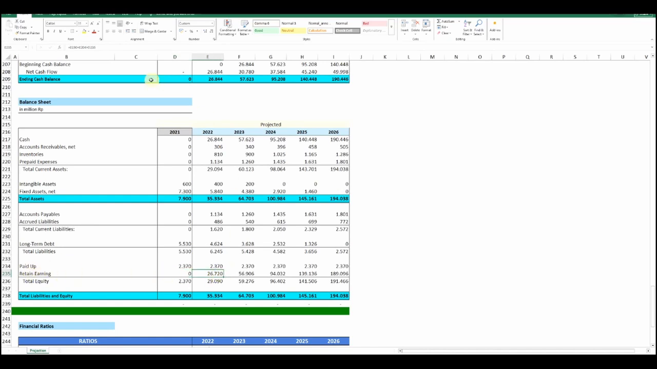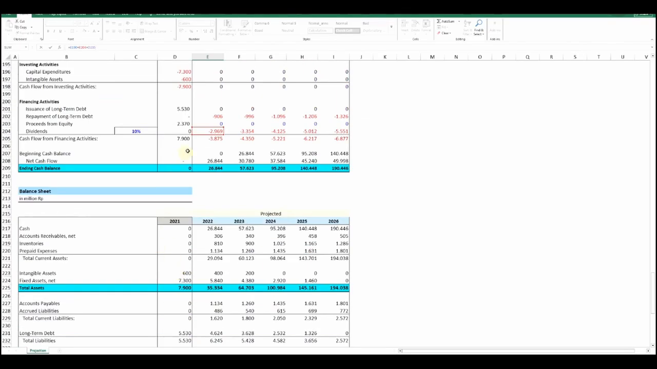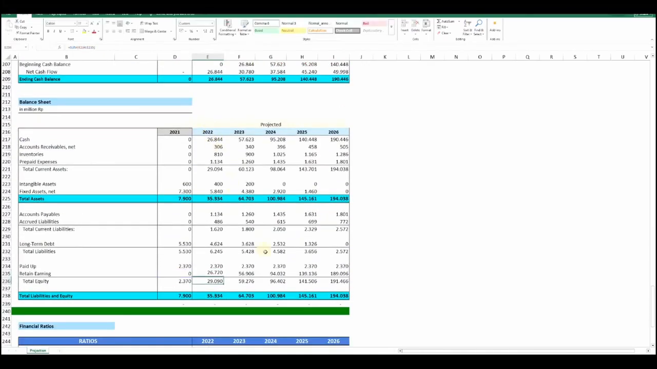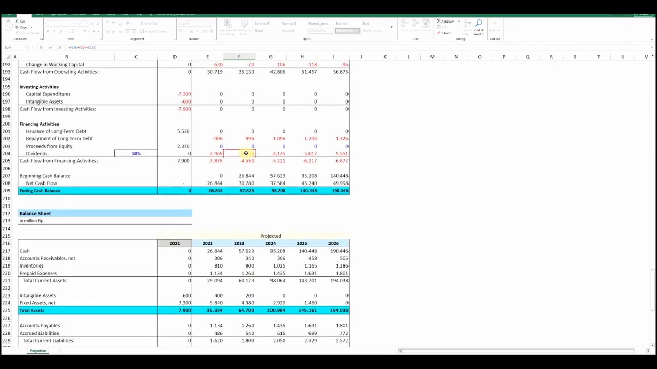Next, we have retained earnings. Retained earnings are the company's net profits that are kept for business development. Retained earnings grow with profits and shrink with losses. The calculation is the previous year's retained earnings plus current net income after deducting dividends paid to the business owners.